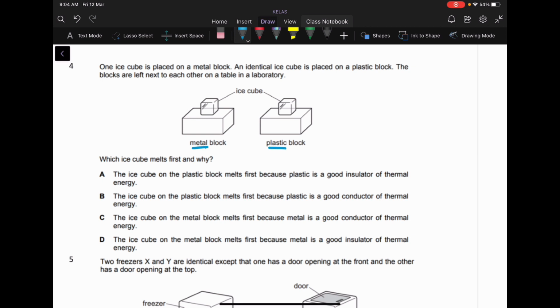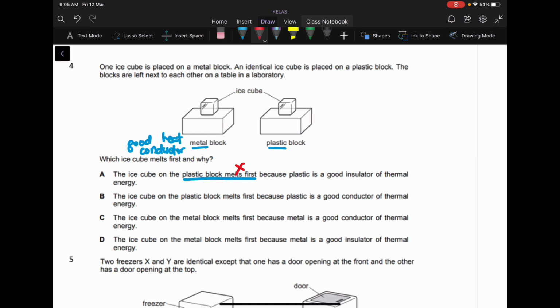What do you know about them? You learned this during Form 1, so recall, read back your notes, and watch the videos again. Metal is a good heat conductor. Plastic is poor. So which cube melts first? A, the ice cube on the plastic block melts first. Is that correct? That is wrong, because plastic is an insulator.